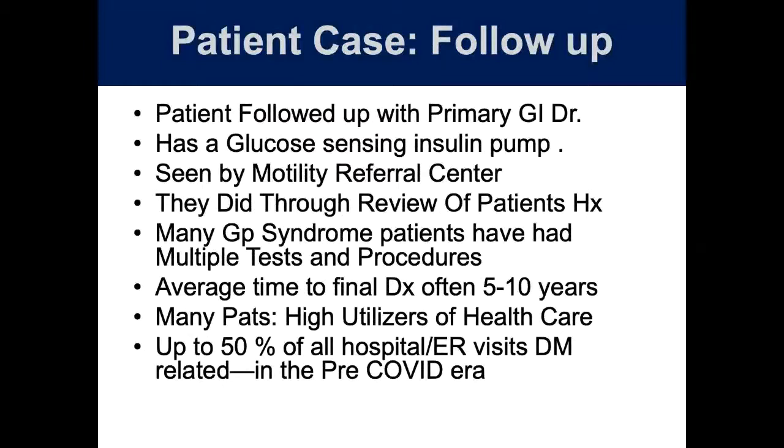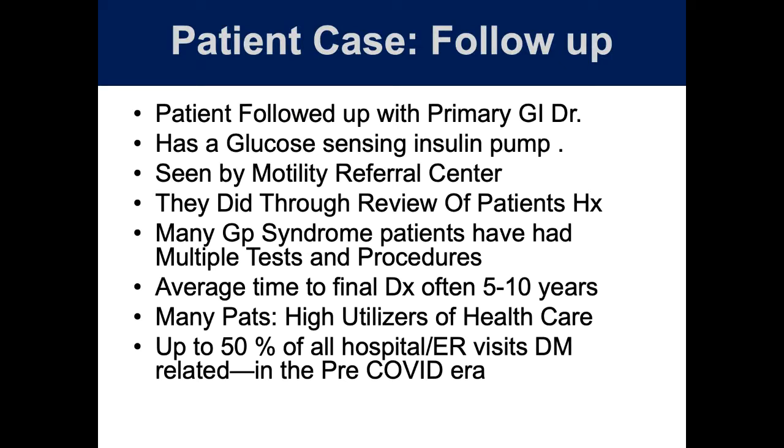What about our patient? This patient had followed up with the primary care doctor from the provider for many years, had a glucose sensing insulin pump, and had been seen by another motility referral center and found her way to us. We went through a review of systems, and she'd had multiple tests and procedures, as many patients with diabetes have had. The average time to diagnosis for the people we see in our NIH consortium is 5 to 10 years. And many of these patients are very high utilizers of healthcare.